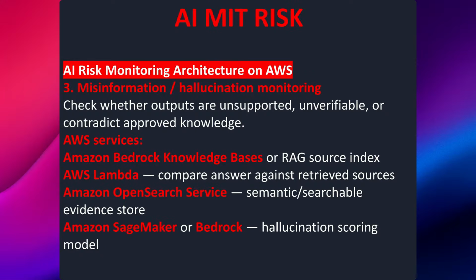Let me hit these couple of slides. Like we was just talking about, misinformation and hallucination monitoring: check where outputs are unsupported, unverified, or contradictory to approved knowledge. Amazon's version is the knowledge base, which you were just talking about, your RAG source index. Your Lambda compares your retrieved source. They have their open source semantic vector database.